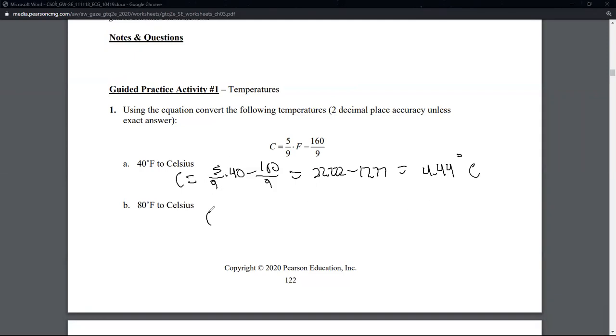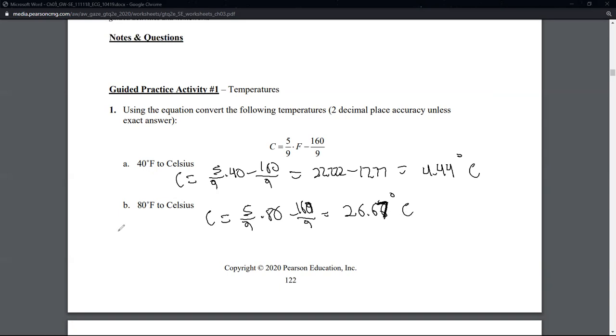80 degrees Fahrenheit, C equals 5/9 times 80 minus 160 over 9. That's 5 divided by 9 times 80. That's 44.44 minus 160 divided by 9. You end up with 26.66. I'm not going to show the middle work this time because we're about out of time. So 26.67 when rounded appropriately degrees Celsius.